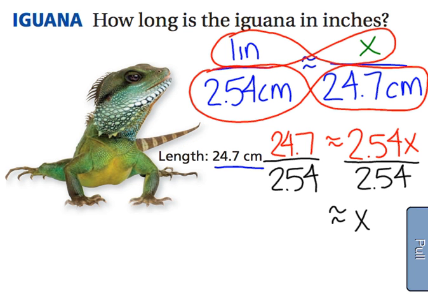And just to save time in the video, the correct answer for 24.7 divided by 2.54 is going to be approximately 9.72. That's the rounded version. I rounded to the nearest hundredth, which is the second digit after the decimal. The last piece of this is I need to put units on it, so this is going to be in inches. So he's about just under 10 inches long, which would seem reasonable for an iguana.